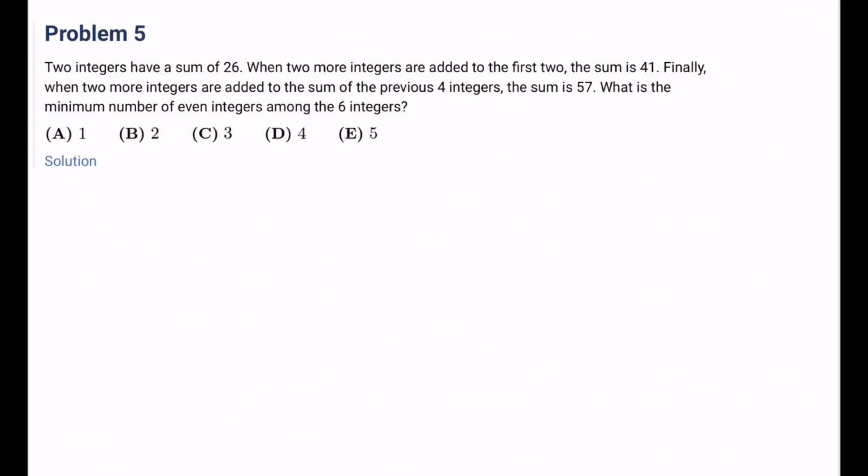Number 5, 2 integers have a sum of 26. When 2 more integers are added to the first 2, the sum is 41. Finally, when 2 more integers are added to the sum of the previous 4 integers, the sum is 57. What is the minimum number of even integers among the 6 integers?